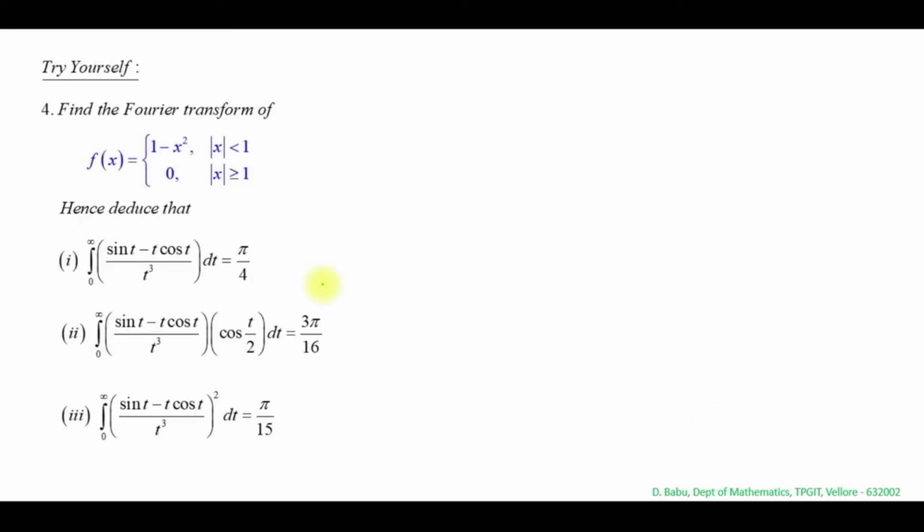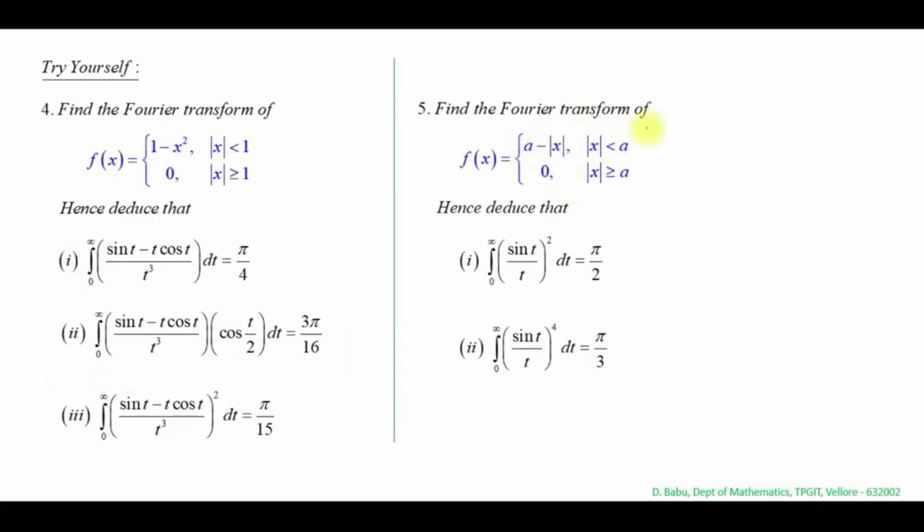So try yourself. Fourth problem, find the Fourier transform of f of x equal to 1 minus x square when mod x less than 1, 0 when mod x greater than or equal to 1. There are 3 deductions given. Fifth problem, find the Fourier transform of f of x equal to a minus mod x when mod x less than a, 0 when mod x greater than or equal to a. There are 2 deductions given. So note that problem number 4 is similar to problem 1 of the previous video lecture, and this problem is similar to problem number 2 of this video lecture.